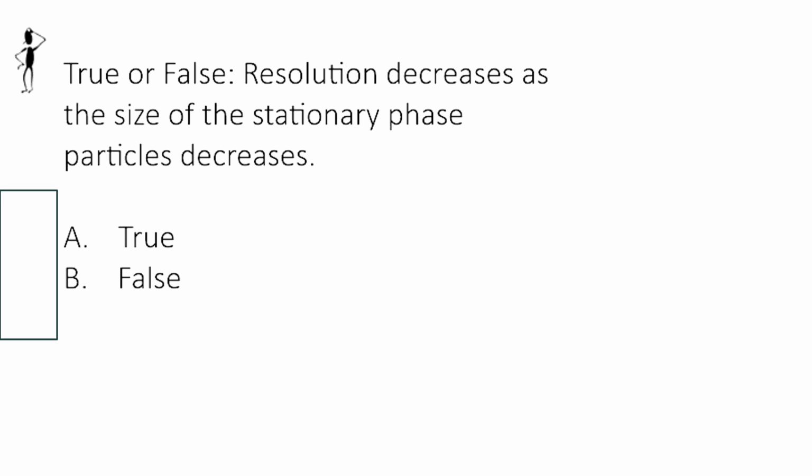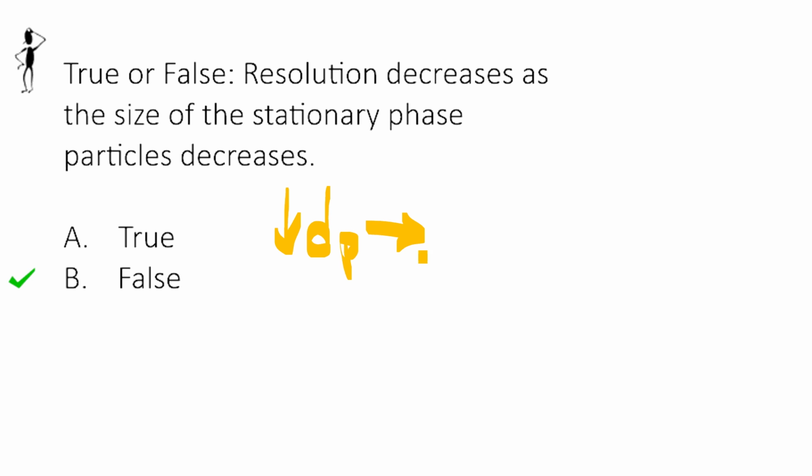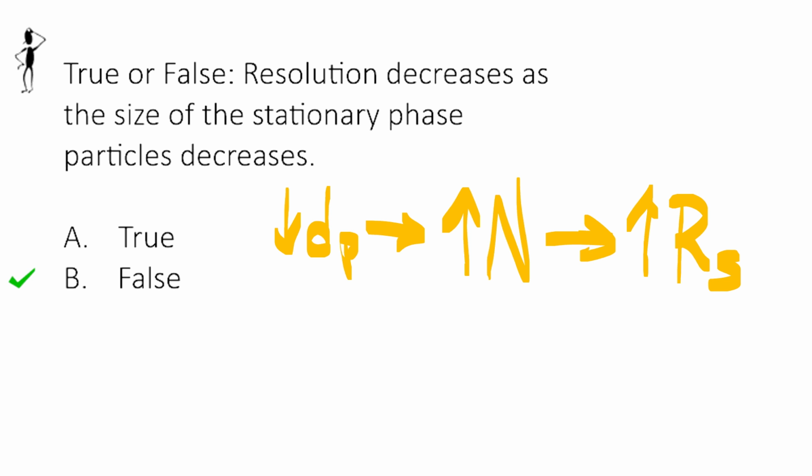It's true or false: resolution decreases as the size of the particle decreases. So that is not true. As the size of the particle decreases, so P decreases, that means you have an increase in the plate count, which means an increase in the resolution. So resolution goes up as particle size gets smaller.